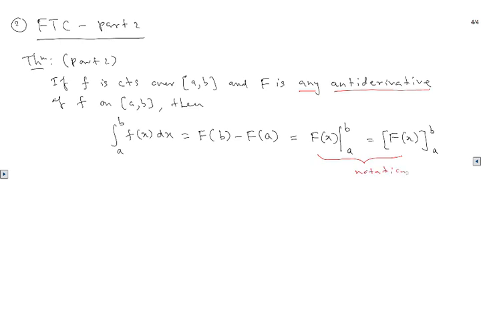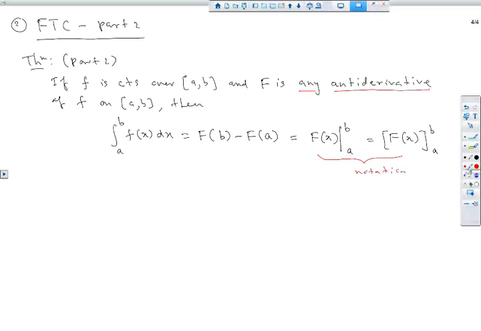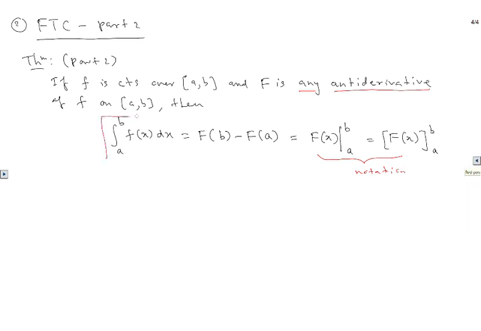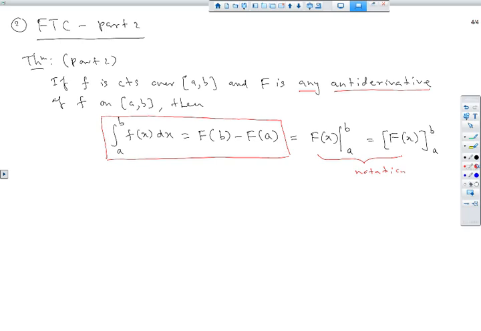Okay, so this is the fundamental theorem of calculus part 2. This is very, very useful for applications. You pick any antiderivative and then substitute the top value and then minus substitute the second value. Okay, so that's it.